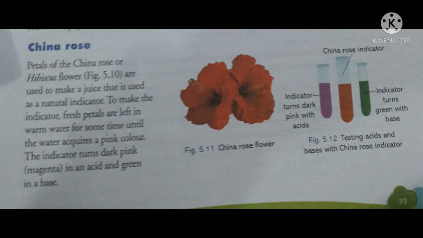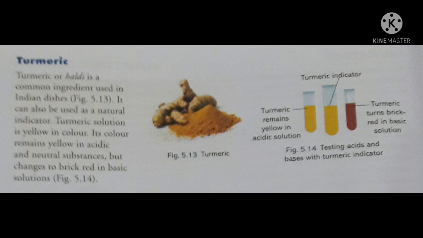To make the indicator, fresh petals are left in warm water for some time until the water acquires a pink color. The indicator turns dark pink in an acid and green in a base. It gives a clear-cut indication of acidic and basic substances. If it turns dark pink, then it is acidic, and if it turns green, then it is a base, as shown in figure 5.12.